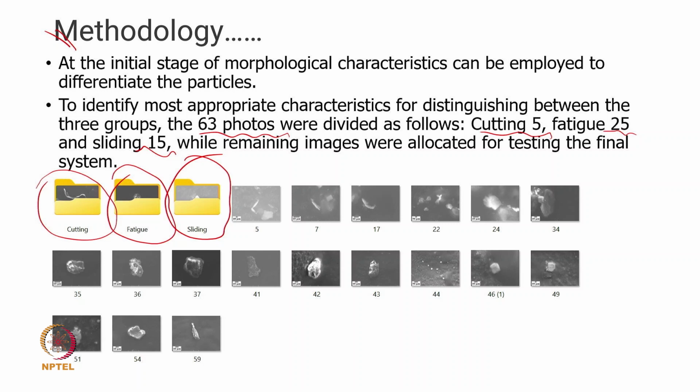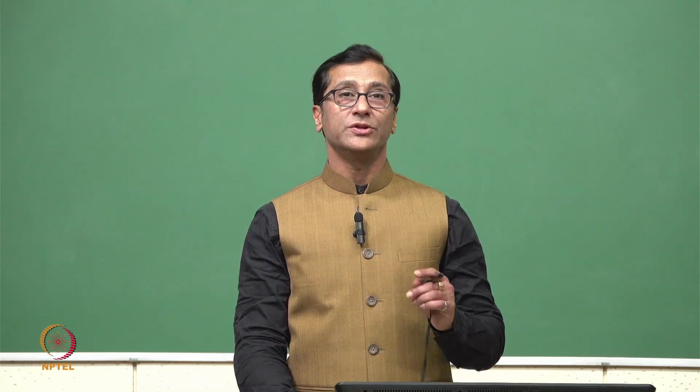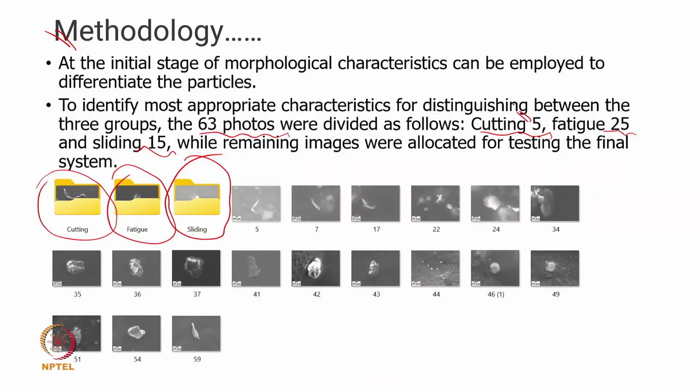But when we go for already trained CNN models, they go with an equal number. That means whatever the minimum is, cutting with 5, I have to go with only 5 for fatigue and 5 for sliding. Otherwise we need to go for a custom model, which we need to generate.